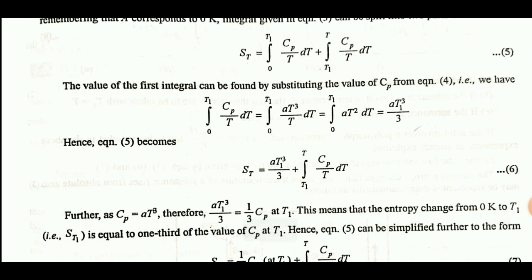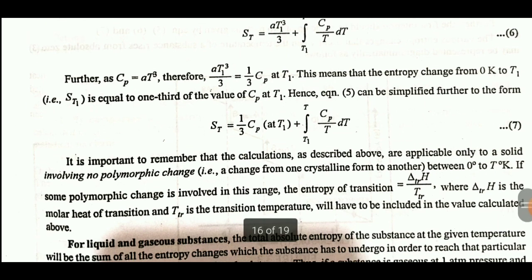Hence, equation 5 becomes St is equal to At1 cube upon 3 plus integration T1 to T Cp upon T dt. Further, as Cp is equal to At cube, therefore At1 cube upon 3 is equal to 1 upon 3 Cp at T1. This means that the entropy change from 0K to T1, that is St1, is equal to 1/3 of the value of Cp at T1. Hence, equation 5 can be simplified further to the form St is equal to 1 upon 3 Cp at T1 plus integration T1 to T Cp upon T dt.